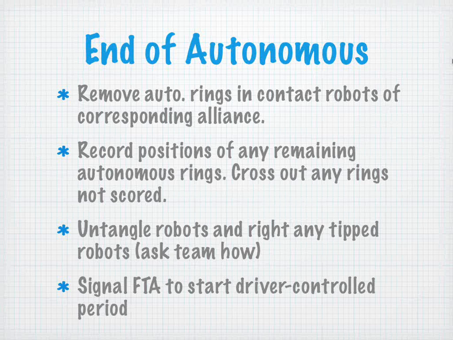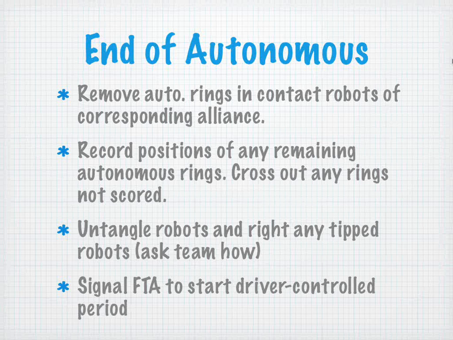Next, if there are any robots that got tangled up during autonomous, lots of crazy things can happen during autonomous. The head ref should carefully untangle them. Likewise, if a robot is tipped over so that it's not on its drivetrain and can't move, again, we should ask the team, hey, where can I grab your robot, and then do so and put it on its drivetrain, on its wheels, so that it can start moving.